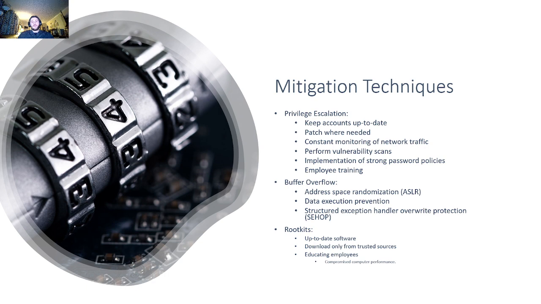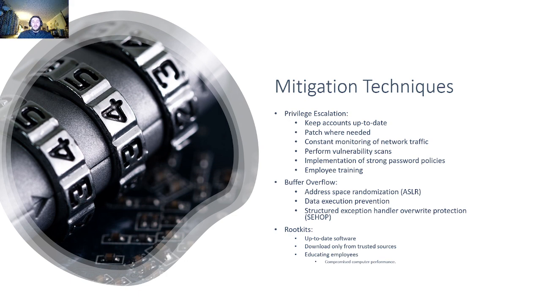Buffer overflow: we want to address address space layout randomization, which is just moving around allocated space in different locations of the data regions. Data execution prevention flags certain areas of the memory as executable or not, to stop attacks from running code on a non-executable area.